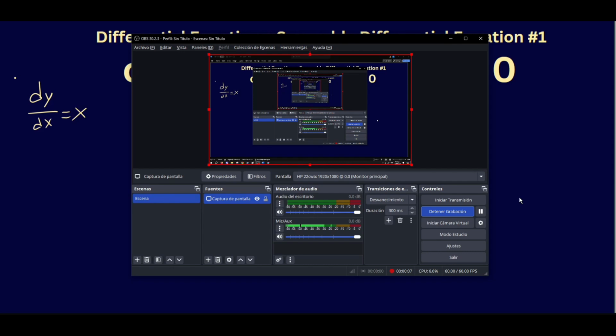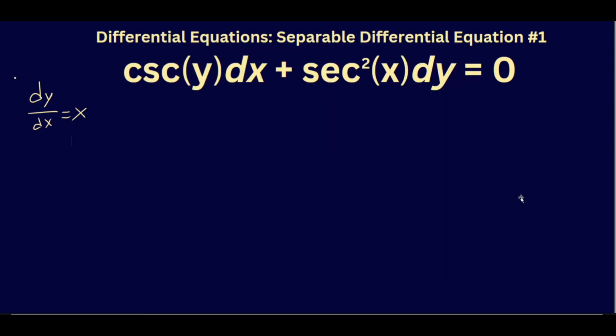Hello everyone, my name is Sebastian from Stellar Tutoring, and today I'll be doing a walkthrough of how to solve this separable differential equation. Now, this is a bit of a tougher one, so I think it would be really beneficial to break it down step by step.